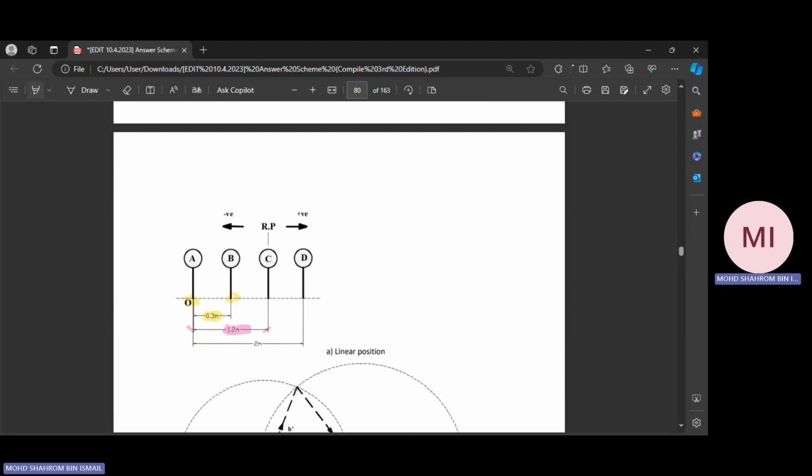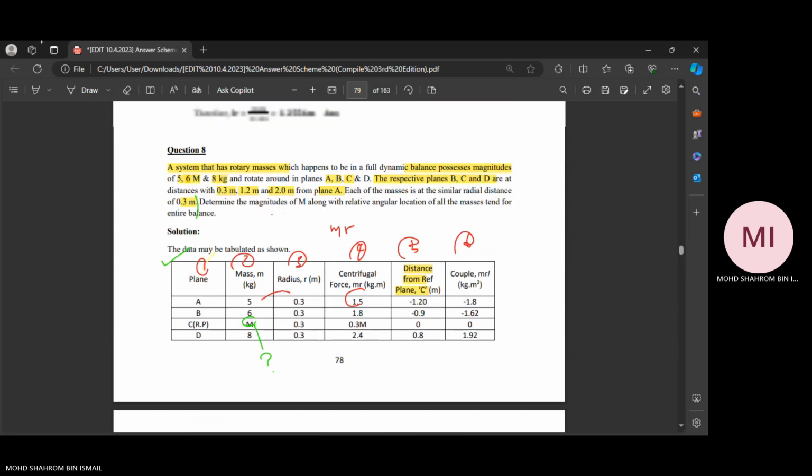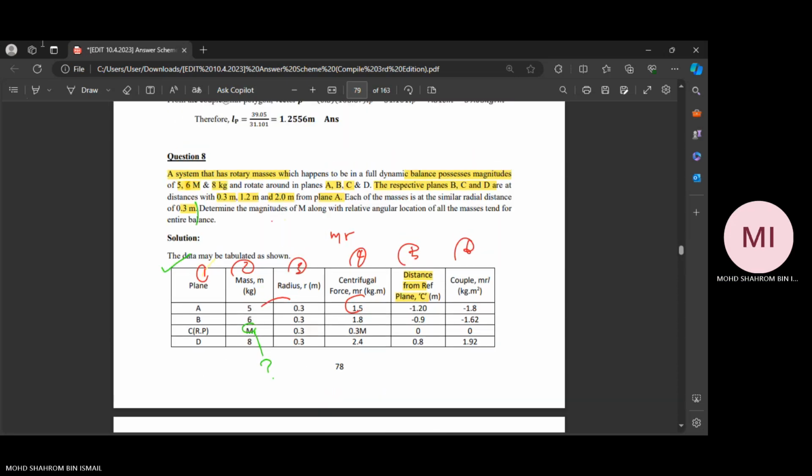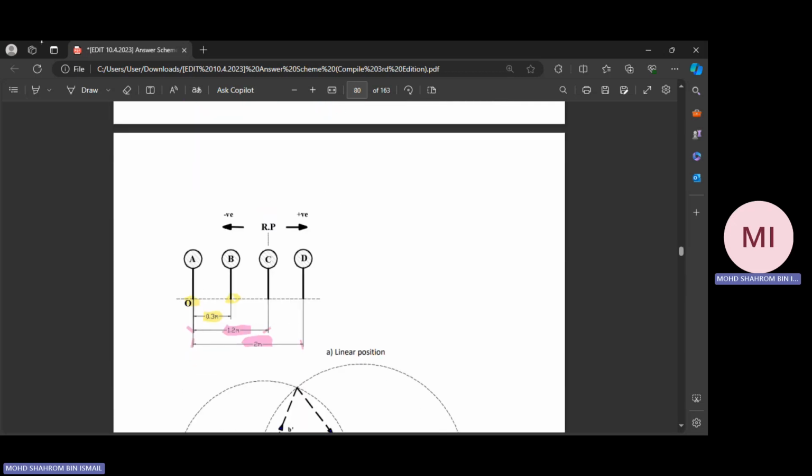It's 2 meter. Very clear. So you got point here to point here. Okay. However, the very big question is, from plane each of mass is from. So now the question is, we don't know plane C. What is the mass of plane C? We don't know.